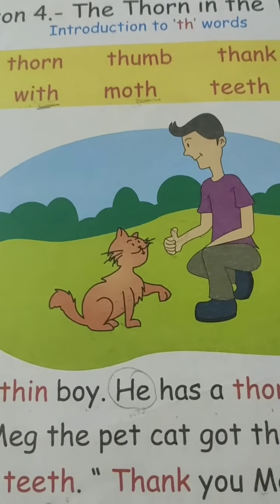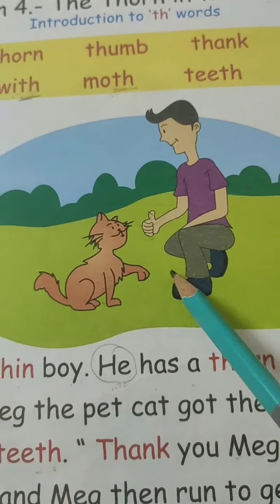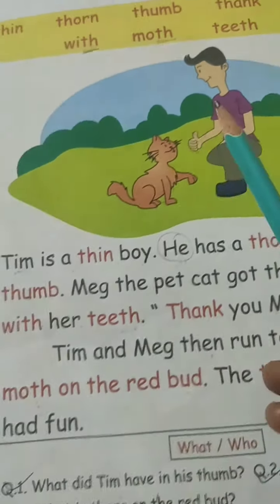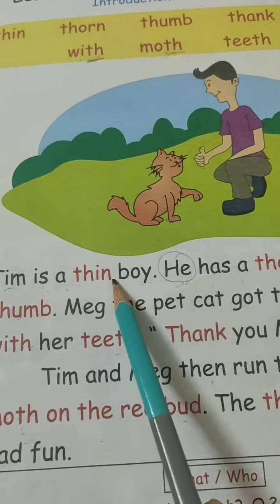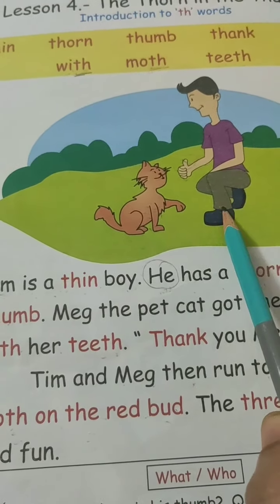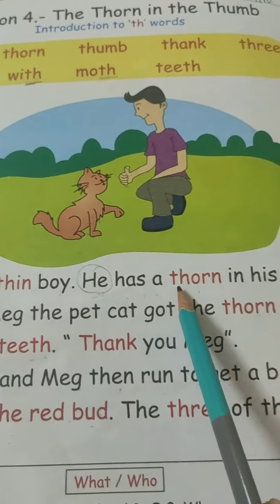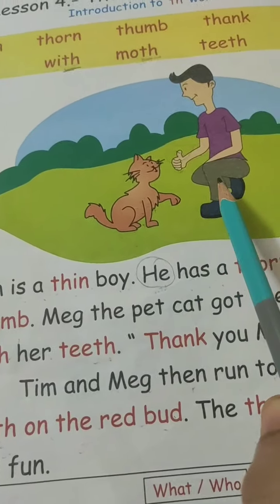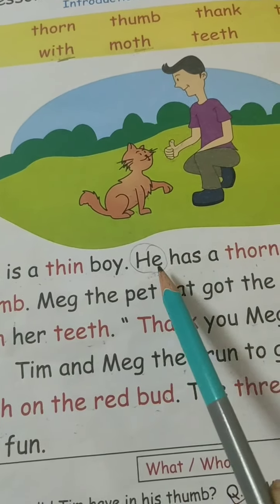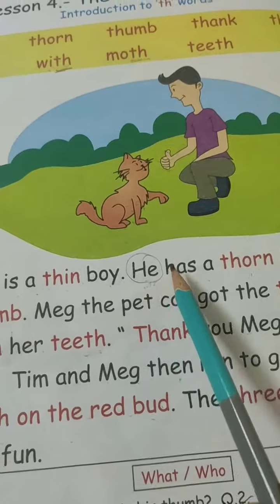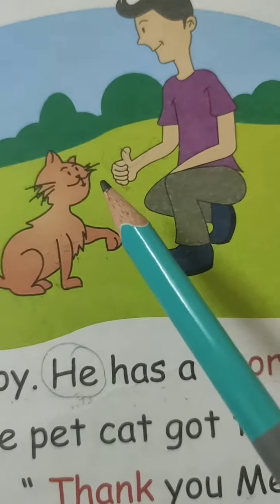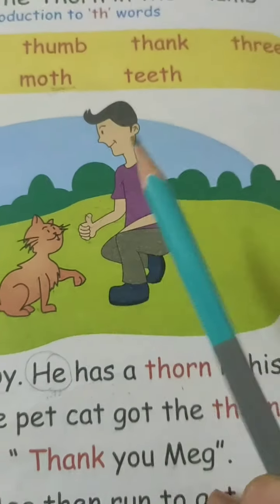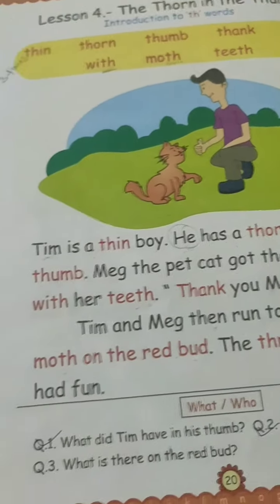Now this story belongs to Tim. This boy is named Tim and his pet cat's name is Meg. Okay, let's see the lesson now. Tim is a thin boy. He has a thorn in his thumb. Instead of using Tim's name again and again, they have used he. If you see something in Tim's thumb, this is called a thorn. He has a thorn in his thumb.